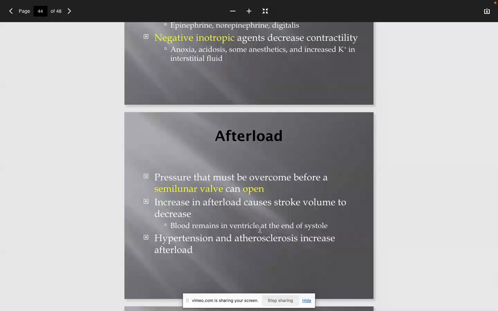We know that this would make sense, right? As we talked about the ventricular and aortic pressure gradient. Hypertension and atherosclerosis lead to increased afterload. For your purposes, I would like for you to know the definition of afterload. I would like for you to know its implications for stroke volume, how it causes a decrease in the amount of stroke volume. I'd also like for you to know that hypertension can cause an increase in afterload.